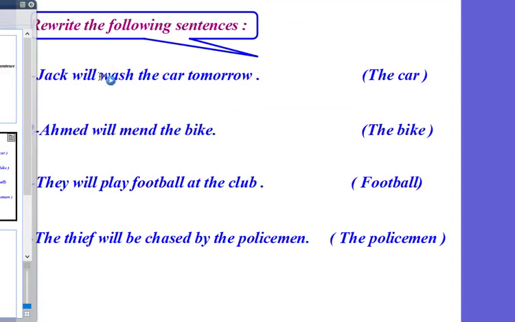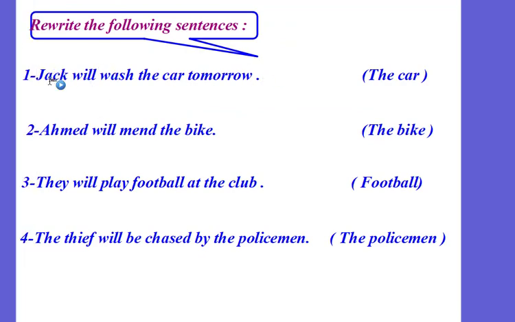Now let's practice what we have just said. Jack will wash the car tomorrow. So let's talk about Jack. Jack here is the subject, will wash, the verb, the car. So we will start using the car as the subject, so it will be the car will be washed by Jack tomorrow. Again, the car will be washed by Jack tomorrow, and you can also cancel the words by Jack.